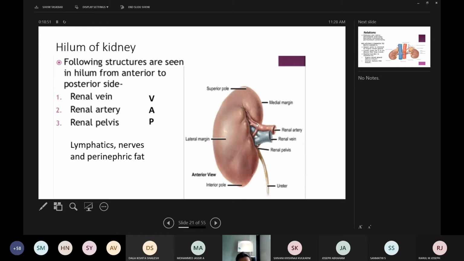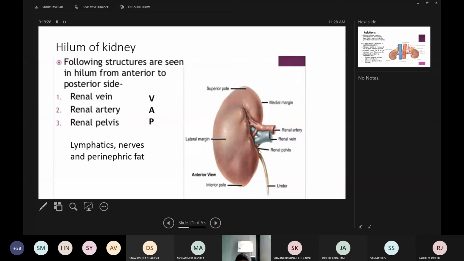The hilum is a renal depression present in the middle of the medial border, through which different structures enter or leave the kidneys. These are, from front to back: the renal vein, the renal artery, and the renal pelvis. From before backwards, front to back. The renal vein is the first one. Then it divides into numerous branches. The renal artery will divide into 5 segmental branches, and then the ureter.